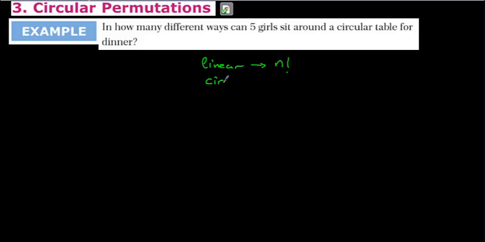But for circular permutation, for this question, there are 5 girls. It says sit around the circular table. When I draw this table here, let's say this is girl 1, and 5 girls sit around the circular table: 2, 3, 4, and 5. Now the question is, for lines we have a beginning and end. For the circle, do we have this? The answer is no. We don't have a beginning and end.